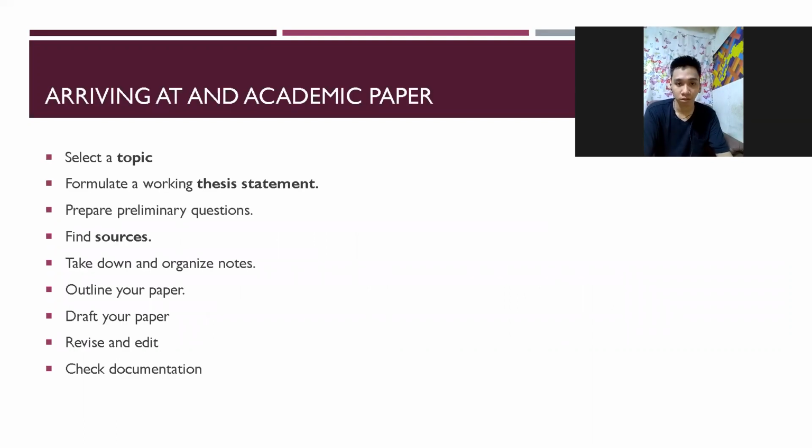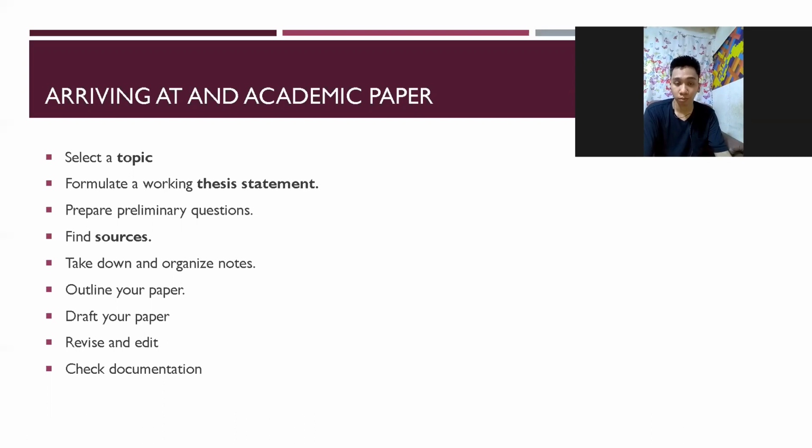So next, these are the guidelines for making an academic paper. First is select a topic. Most of the time, these topics are given by your professors or teachers. And then next is formulate a working thesis statement. This is the main point of your research paper. When the reader reads this statement, it gives the reader an overview of what the flow is, or what this research paper is going to produce.